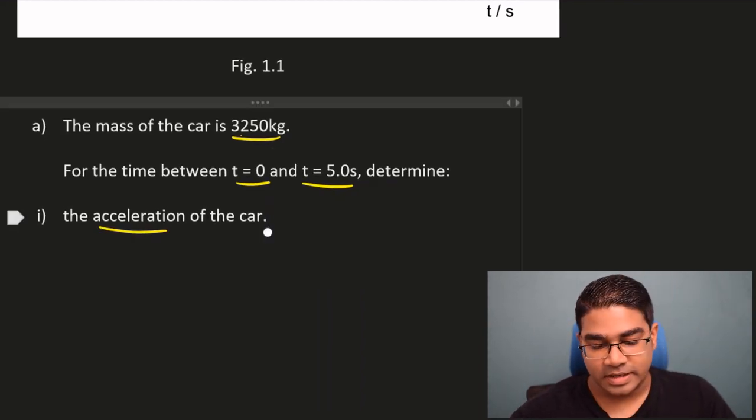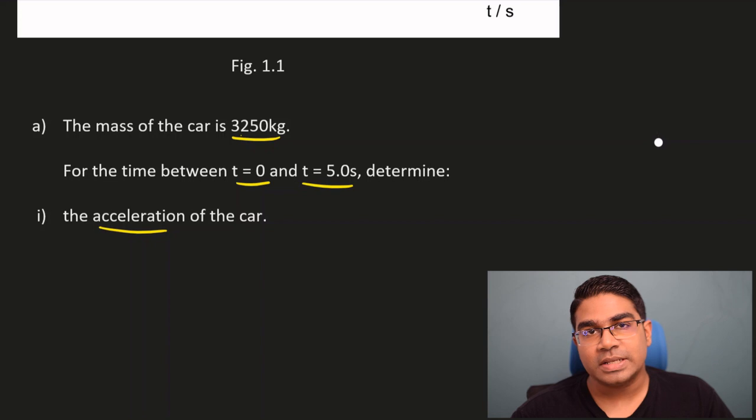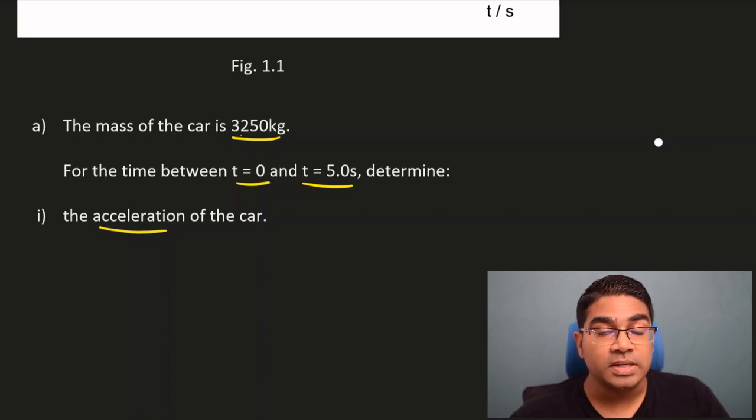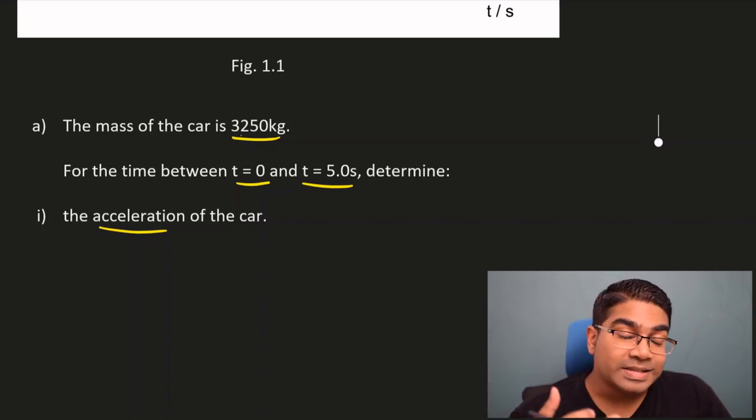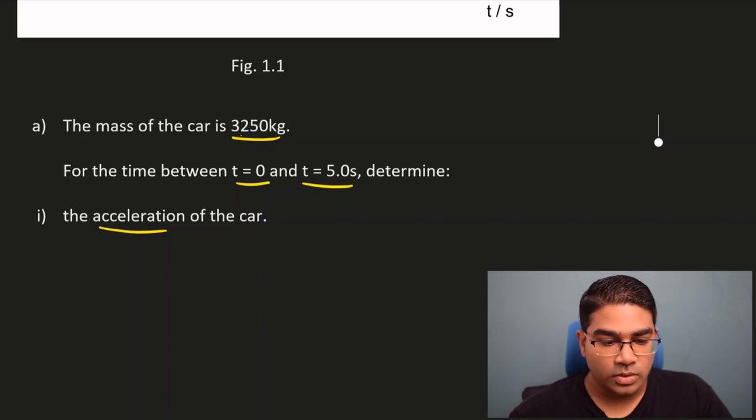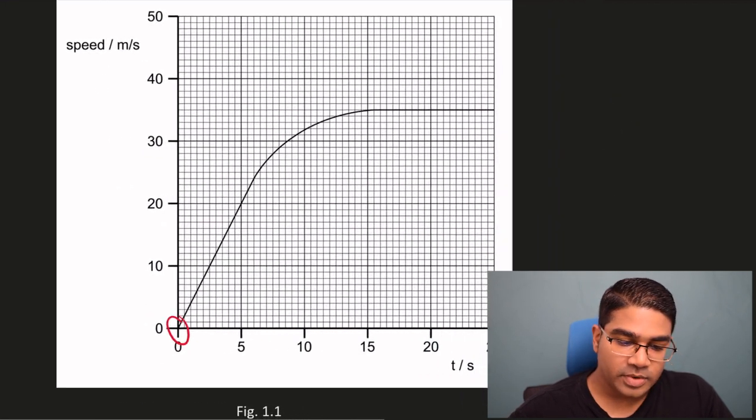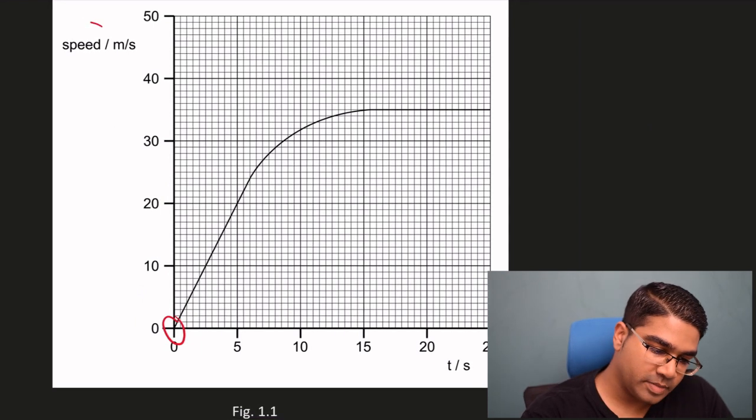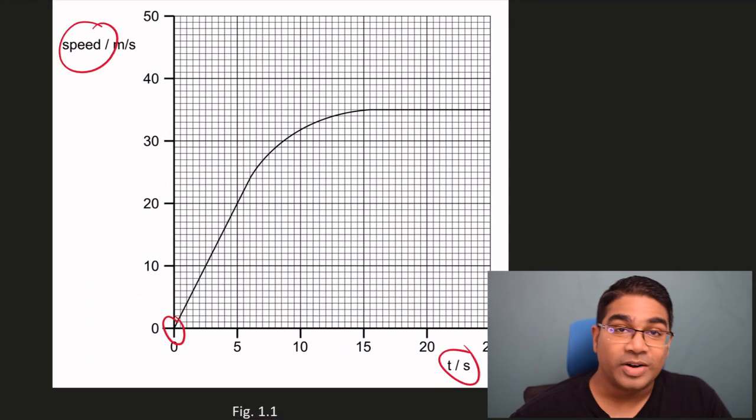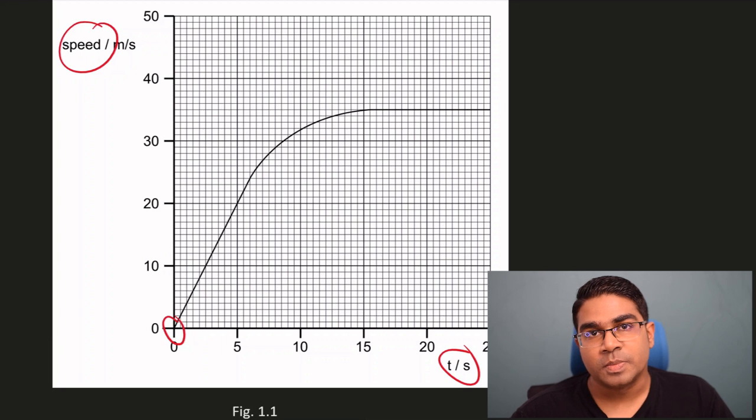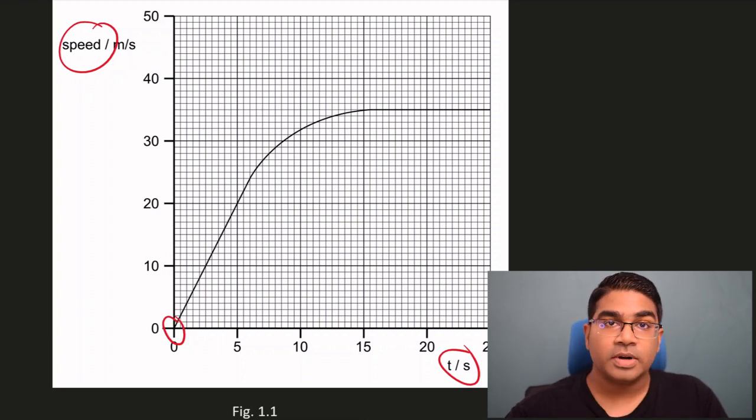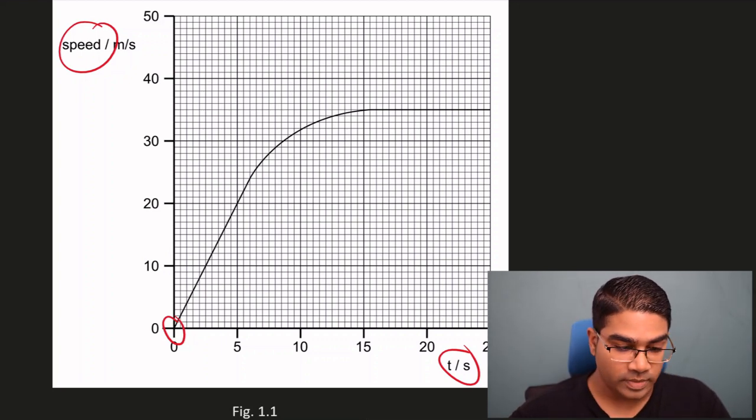So first of all, what is acceleration? We have to remember that acceleration is the rate of change of speed. So it will be final speed minus initial speed over time. Now we could use the formula, but when we are given a speed time graph like this, the gradient will give us the acceleration. So you have to remember that. For a speed time graph, acceleration can be found through the gradient. So that's exactly what we're going to do here.